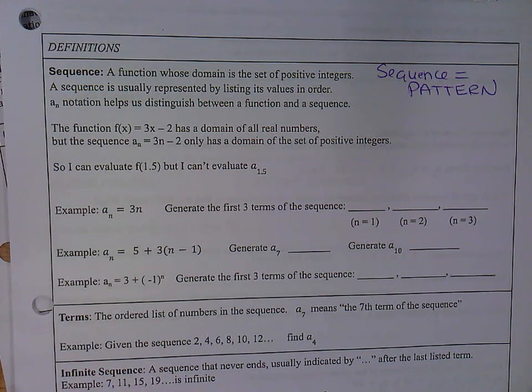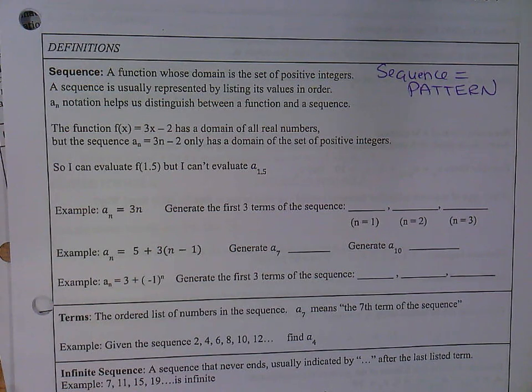It is important, this idea of this domain, so I'll keep putting that up, but a sequence is represented by just listing its values in order. That's what I was doing over here. And a sub n notation, this is a new notation, it's going to help us distinguish between a function and a sequence. So here is the same operation written as a function, f of x equals 3x minus 2, or a sub n equals 3n minus 2. It's the same thing, multiply by 3 and subtract 2.